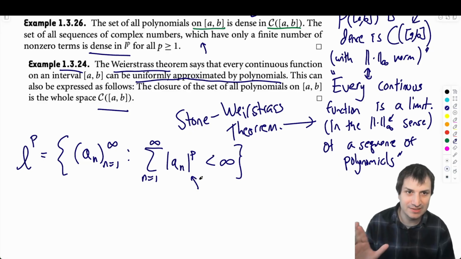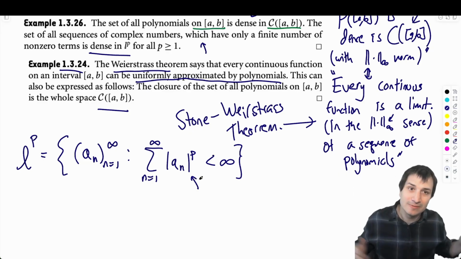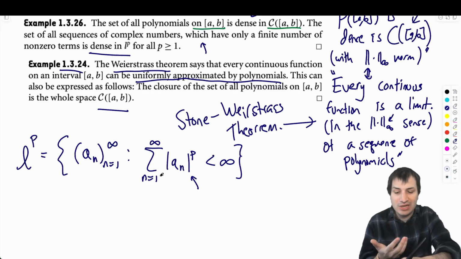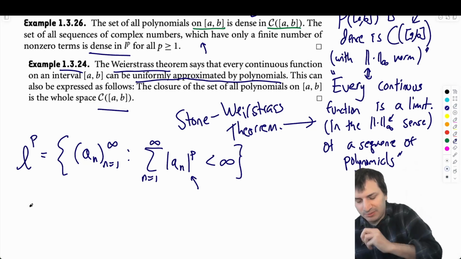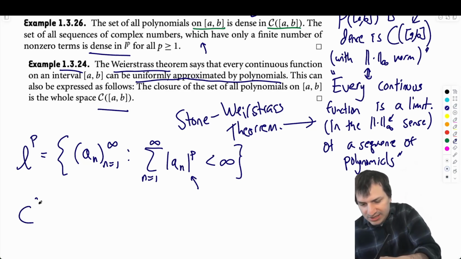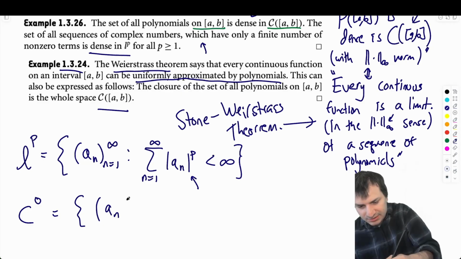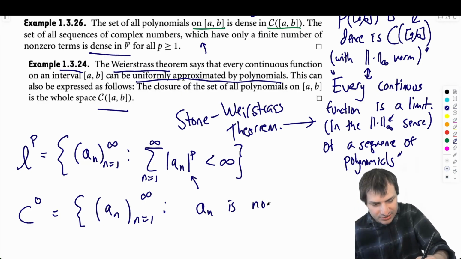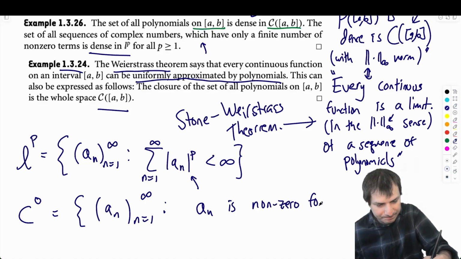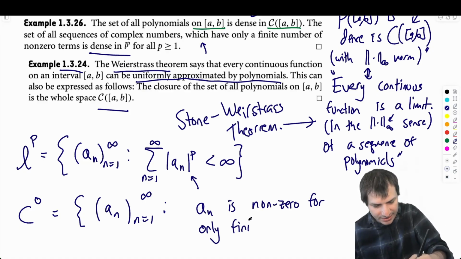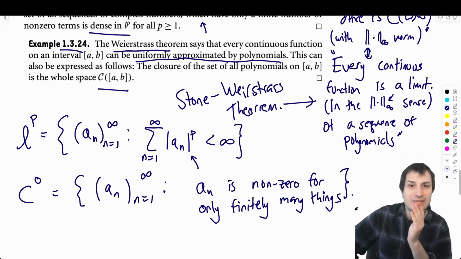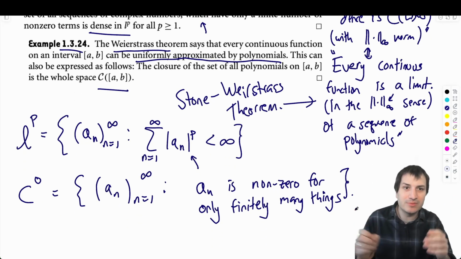If p equals 1, that's a good example to have in your head. That means the sequences are summable sequences. And what they're saying is, if you just look at sequences where this sum is a finite sum, some people call this space c_0. It's the sequences a_n, n equals 1 to infinity, such that a_n is non-zero for only finitely many things. c_0 is the sequences that have finitely many non-zero terms, and then there's 0 forevermore.